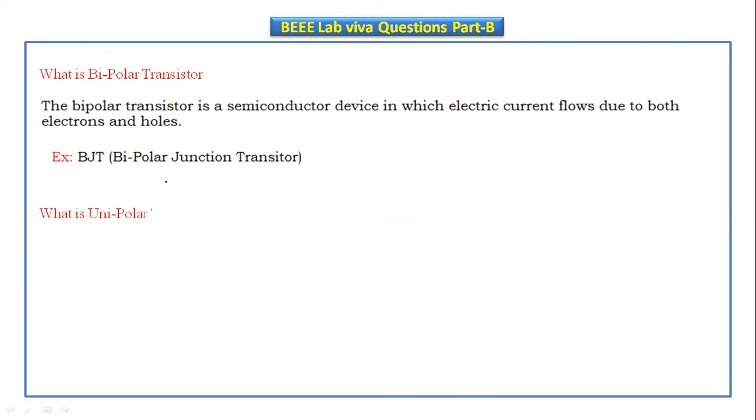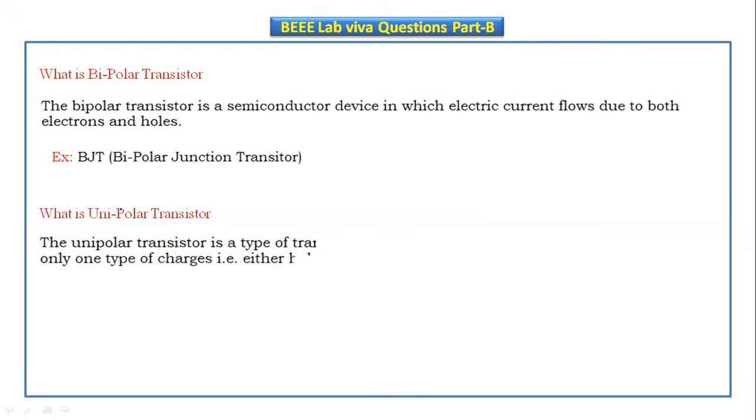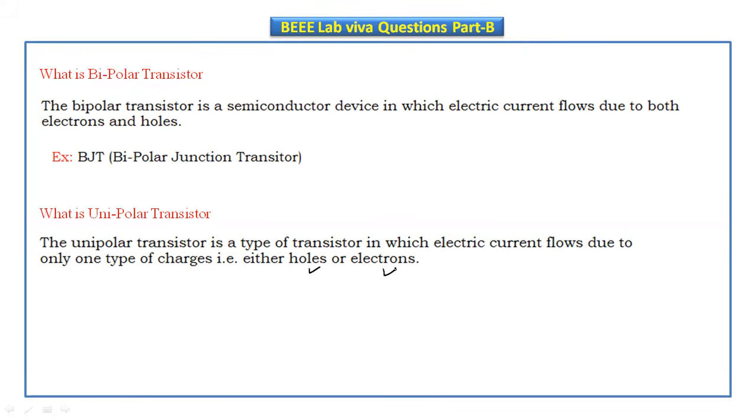Next one is, what is unipolar transistor? The unipolar transistor is a type of transistor in which the current flows due to only one type of charge carrier, that is either electron or holes. But in case of bipolar transistor, the current flows due to both holes as well as electrons. The examples of the unipolar transistor are unijunction transistor or FET. FET is nothing but field effect transistor.